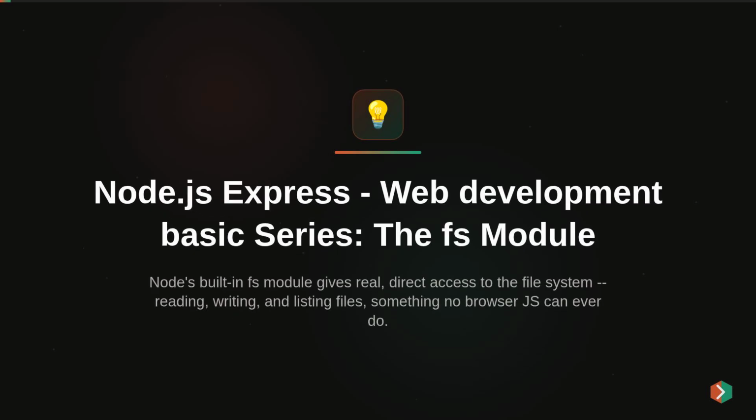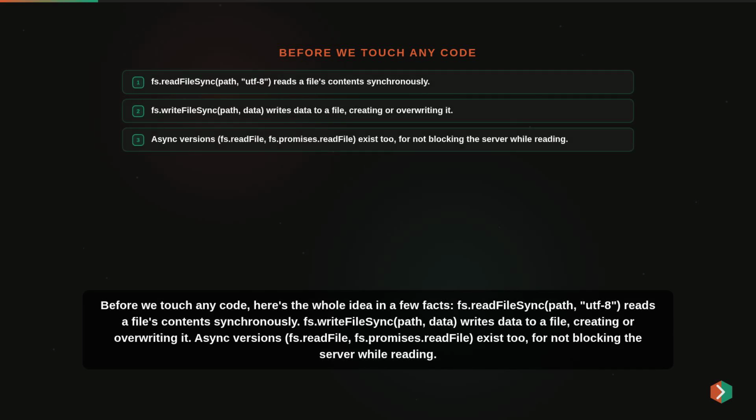Node's built-in fs module gives real, direct access to the file system, reading, writing, and listing files, something no browser.js can ever do. Before we touch any code, here's the whole idea in a few facts. fs.readFileSync(path, 'utf-8') reads a file's contents synchronously. fs.writeFileSync(path, data) writes data to a file, creating or overwriting it.